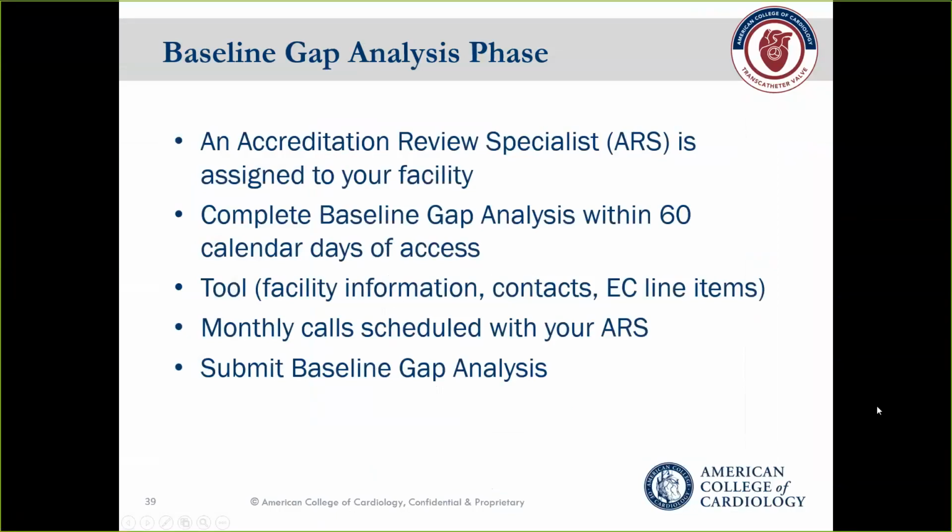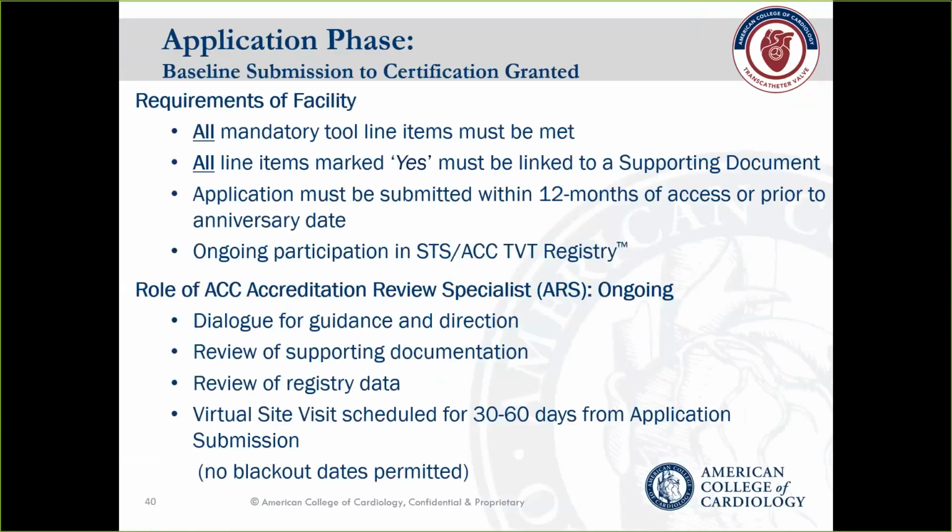So talking about that baseline gap analysis phase, your accreditation review specialist will be assigned to your facility. You're going to complete that baseline gap within 60 calendar days of access. You'll be responsible for your facility information, your contacts, and your essential component line items that we covered, all the mandatory. You're going to have monthly calls scheduled with your review specialist at a minimum, and then you're going to submit that baseline gap analysis. The application phase, requirements for you, all mandatory line items must be met. All line items must be marked yes, and those marked yes have to have a linked supporting document.